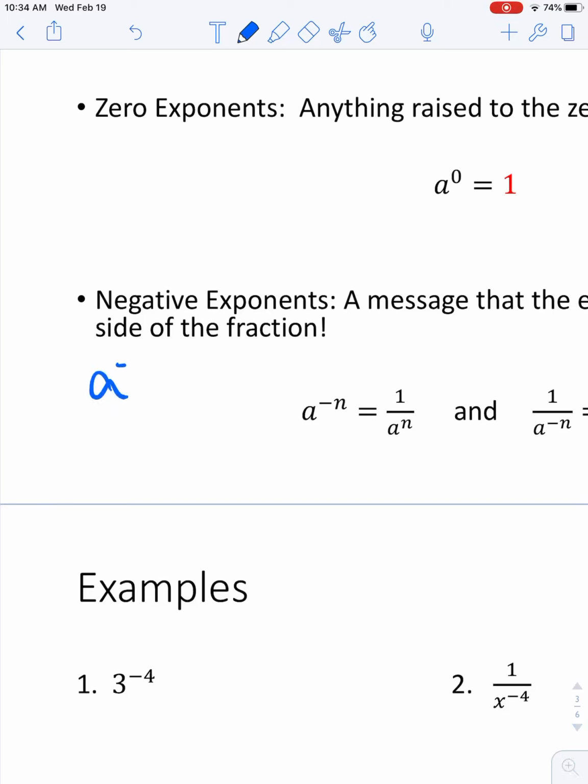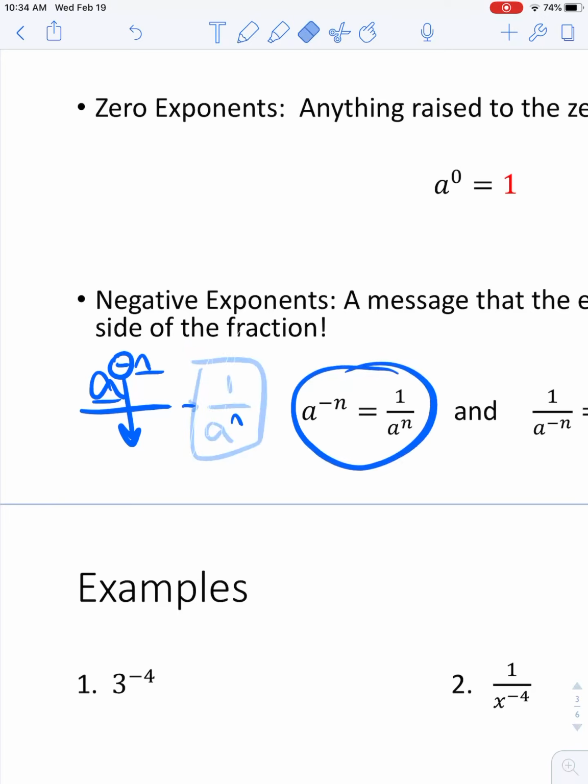Because if I had a to the negative nth, it's saying, oh, this is in the wrong side. Well, I don't see a fraction. Just draw a fraction bar. Now you see a fraction. A to the nth is in the wrong spot. It needs to move down. So this turns into nothing over a to the nth. Well, it's never really nothing. If one side of a fraction is empty, there's always a 1 there. So that's how we get 1 over a to the nth, which is this rule.